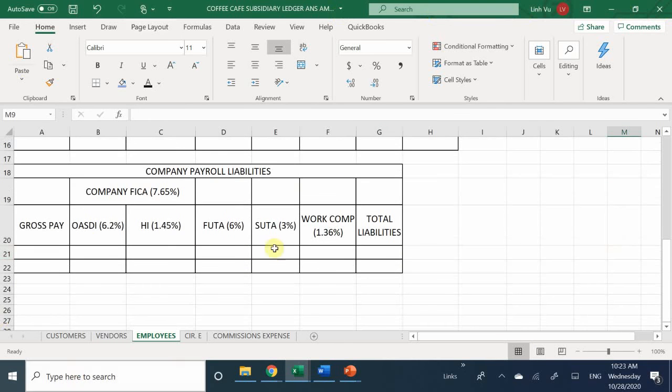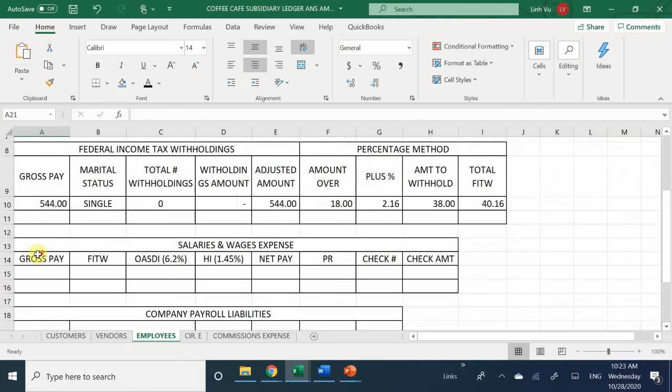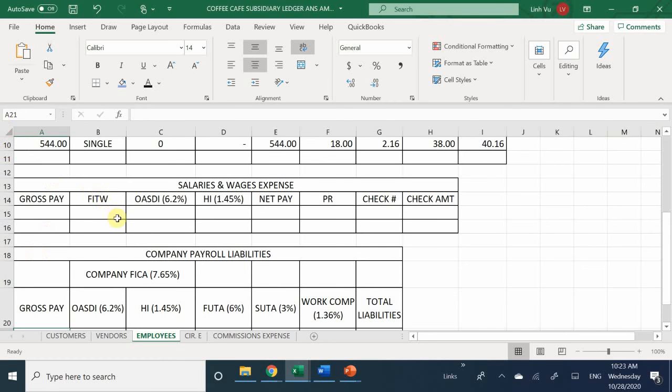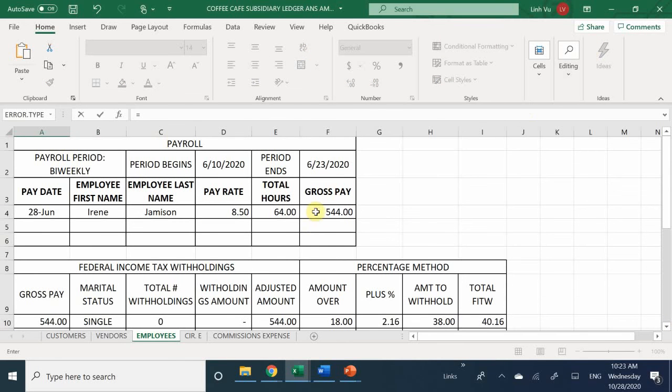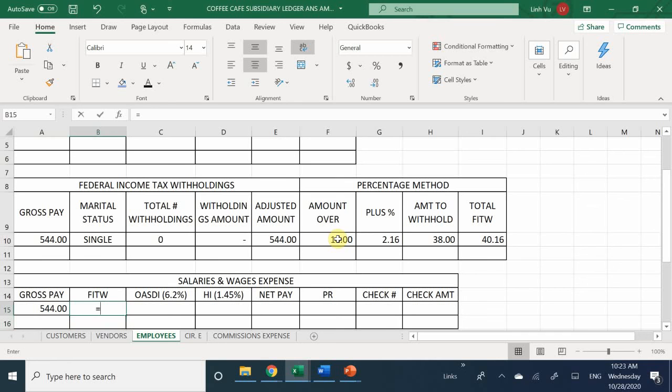Now that we have that, we also need to calculate how much Social Security, how much Medicare, and how much for the company. I'm on the wrong section. We're going to have to figure out the total Social Security and Medicare, and then we're going to see what the net pay is for Miss Irene. So her gross pay is going to be the 544. We already calculated her FITW, which is the $40.16.